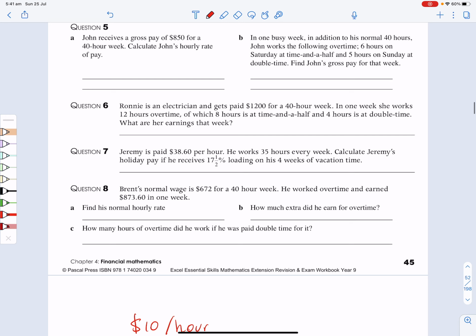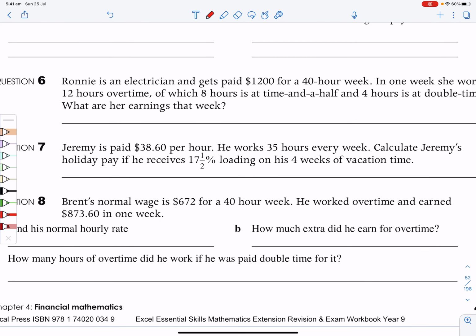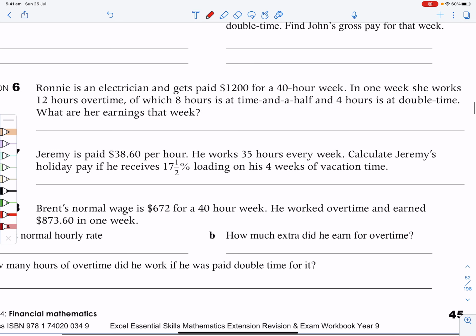Okay, 5 and 6 are very similar. Don't forget for question 6, Ronnie is an electrician and gets paid $1,200 for a 40-hour week. When they tell you $1,200 for a 40-hour week, that means you can do 1,200 divided by 40 to get the normal hourly rate.